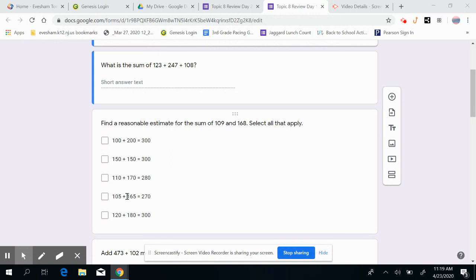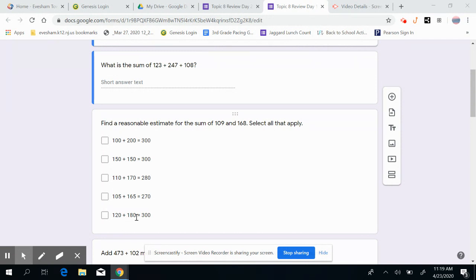Then let's see, 165, this is 168. Would that make sense? Yeah, I think that would make sense. We could definitely do that. And 105 plus 165 is equal to 270. Those numbers are easier to add, and they are compatible numbers to these two numbers. That would make sense. Let's see. I would check that one off.